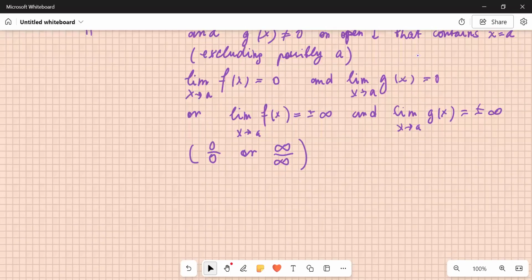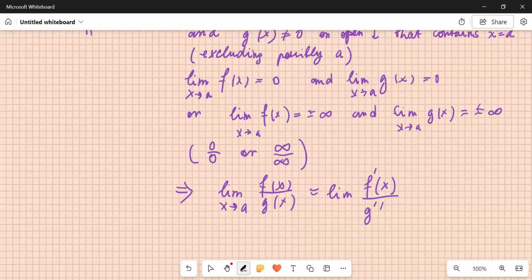Then, now the rule itself: the limit of f of x over g of x as x approaches a is going to be equal to the limit of f of x derivative over g of x derivative as x approaches a. And of course, the limit is supposed to exist, or it can be equal to plus or minus infinity.